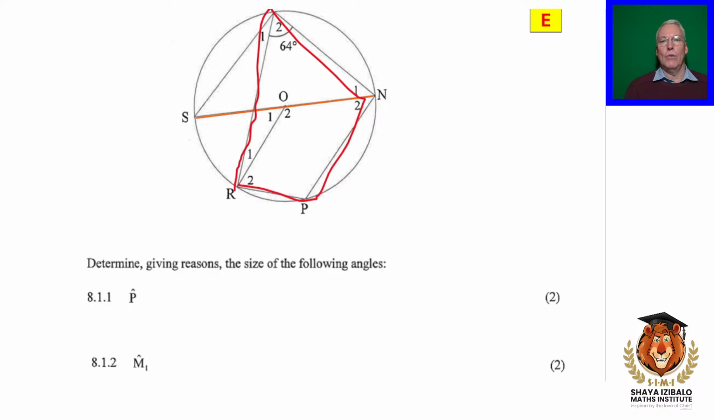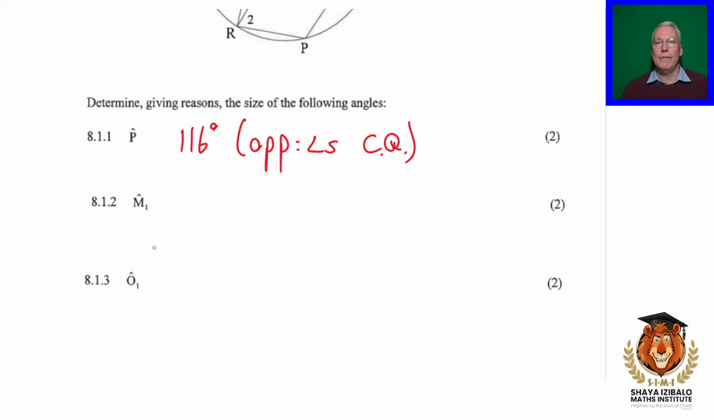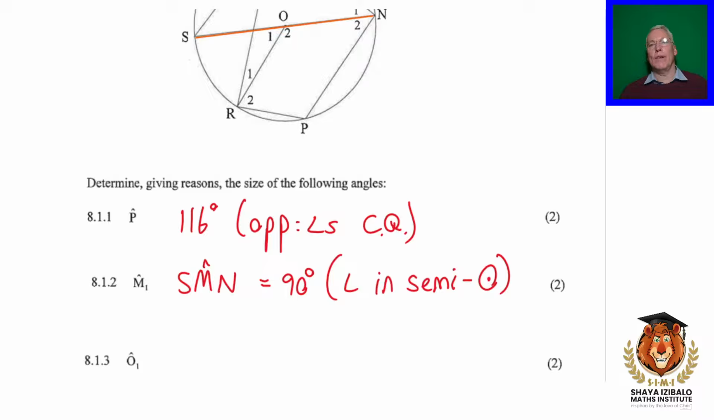Okay, so let's just undo all of that. So angle P will be 116 degrees. One mark for that and a mark for the reason. Opposite angles of cyclic quad. Okay, angle M1. Angle M1 is this angle over here. Well, we know that SMN is 90 degrees. Angle in semicircle. All right, so if the whole thing's 90 degrees, then M1 must be 26 degrees.